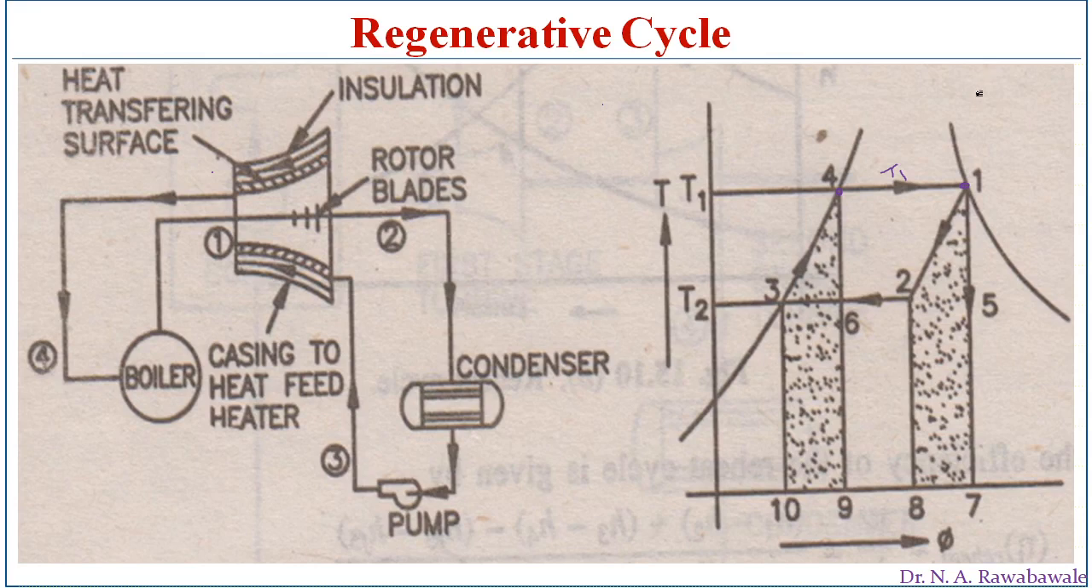But in the case of the Rankine cycle, heat is not supplied only at the highest temperature. Heat supply starts from point 3. From point 3 to 4, the sensible heat is added, and from point 4 to 1, latent heat is added. So this heat which is supplied in the Rankine cycle is at a large temperature difference. The difference between T1 and T2 is large, whereas in the Carnot cycle, the heat is supplied only at the highest temperature T1.